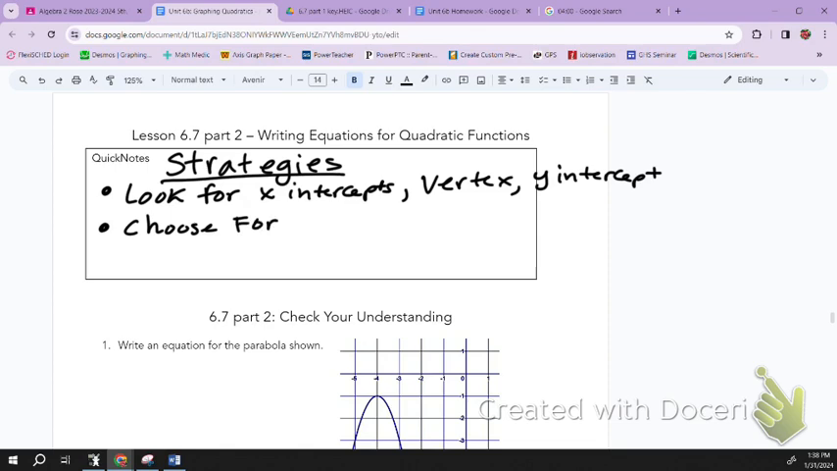Then you're going to choose which form, okay? And I would encourage you to go back to your quick notes to look at those. I'm not going to rewrite them. You could choose vertex form, intercept form, or standard form based on the information that's given.